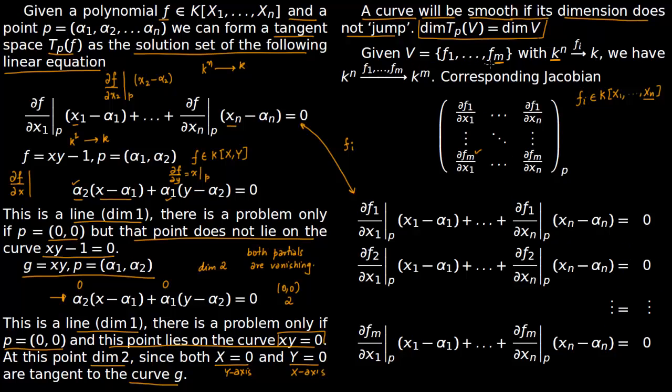So if you have a vanishing set like this, then the tangent space of your vanishing set is nothing but the intersection of the individual tangent spaces. So you find the common solution. So the common solution to all these equations will give you the answer.